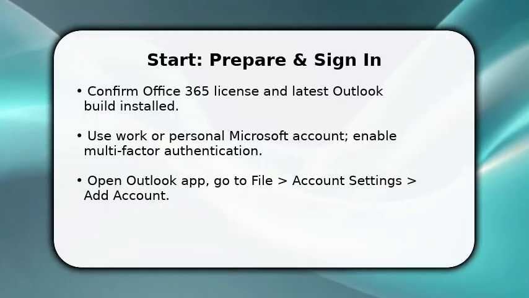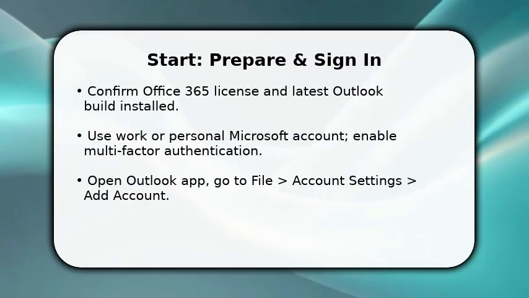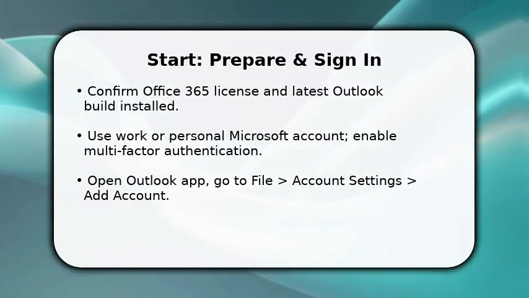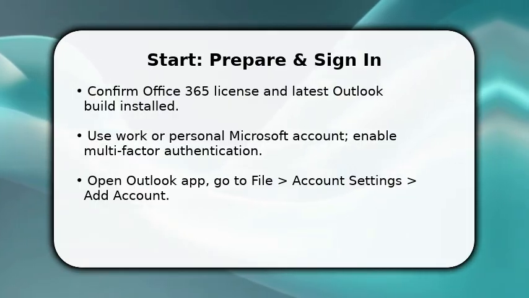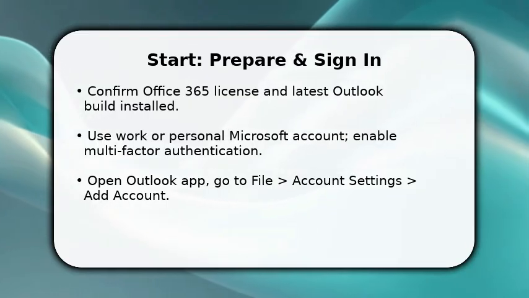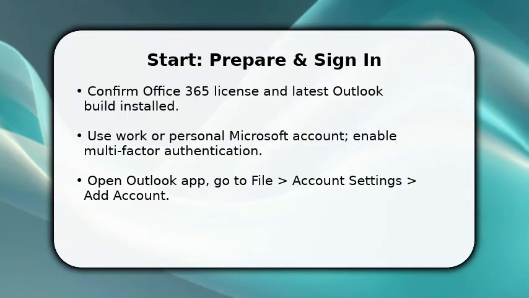You're starting with the essentials: license, updated app, and a secured account. First, sign in with your Microsoft account and enable multi-factor authentication so your email stays protected. Once signed in, add your mailbox via File, Account Settings, Add Account.